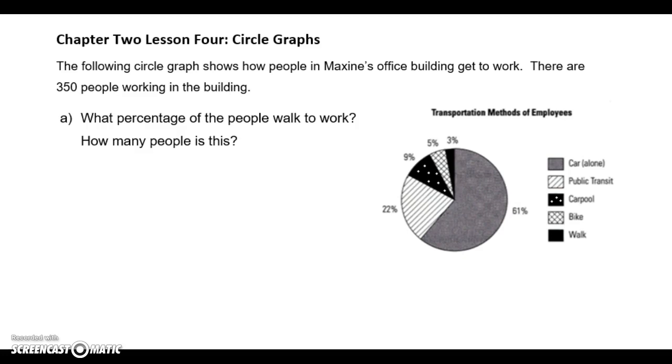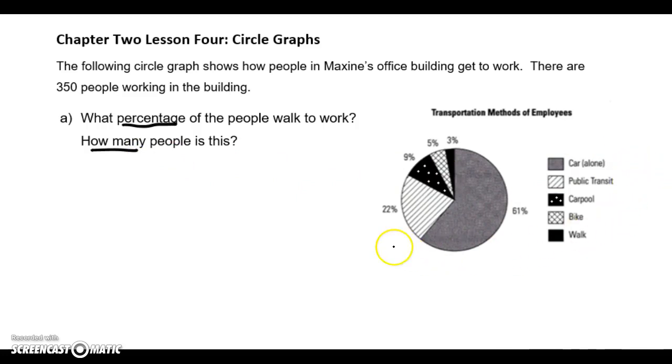So this here is example number 2 from your notes. The following circle graph shows how many people in Maxine's office building get to work. There are 350 people working in the building. So part A asks, what percentage of people walk to work and how many people is this? So here we're looking for the percentage and here we're looking for how many people in total is this.